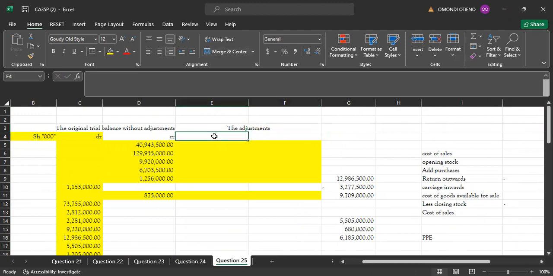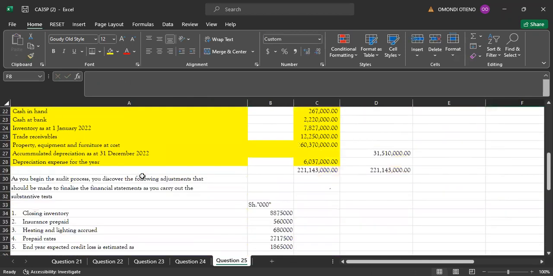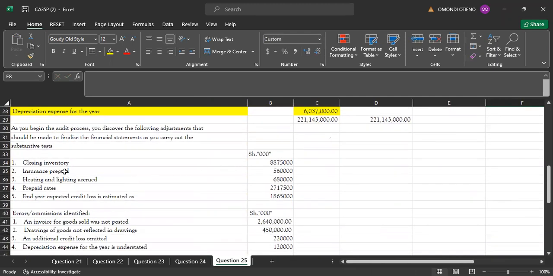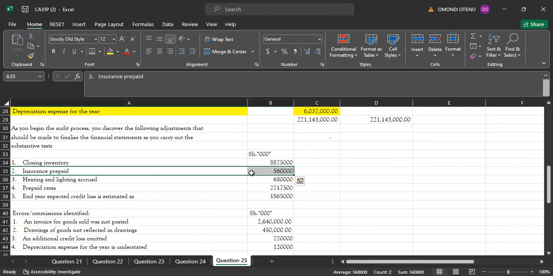You now have your debit, now have your credit. You start looking for the adjustments one by one. So remember the image that I was talking about: what are you going to debit? What are you going to credit? You have to know the item that you're dealing with. Are you dealing with an asset, liability, capital, expense, or income? For example, we have insurance prepaid, a prepayment. Is it going to be an asset or a liability? Closing inventory, is it an asset or liability?